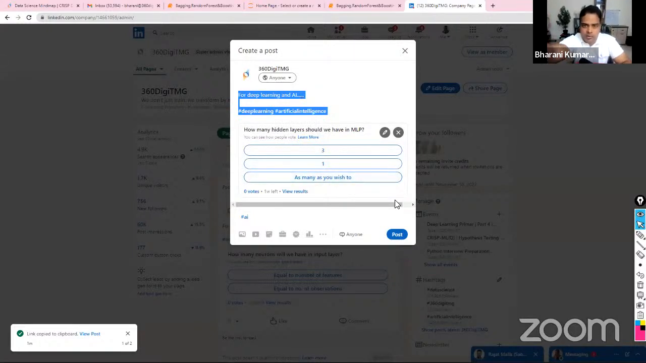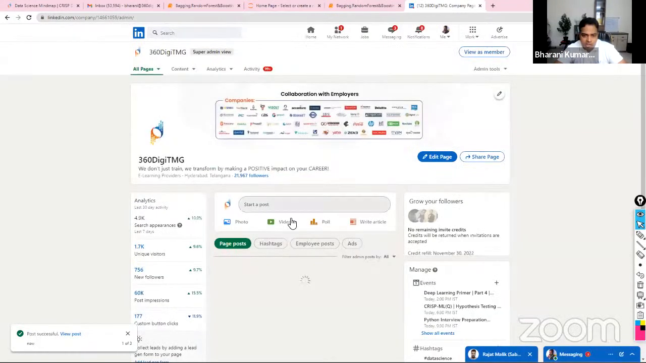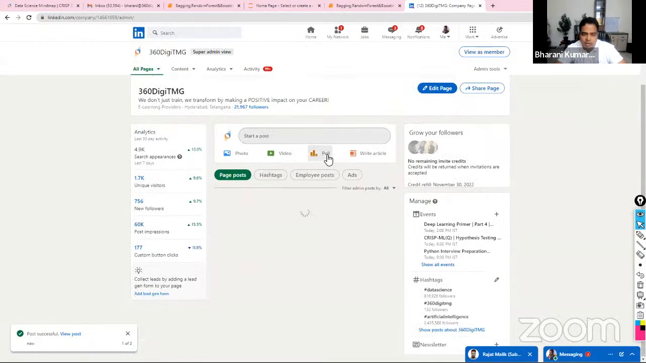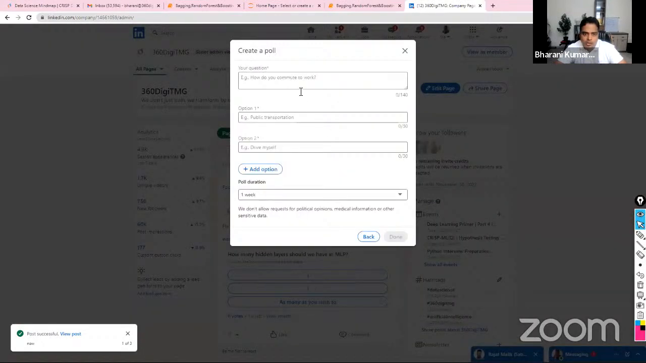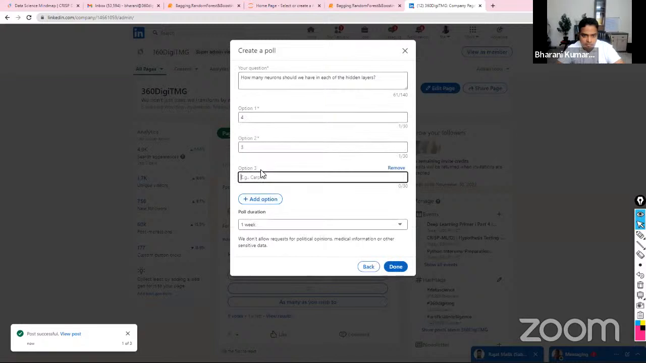Okay, so let me just present. All right. This is a second poll that we have. And the third poll would be, how many neurons should we have in each of the hidden layers? Should it be 4, should it be 3, or should it be as many as we wish to?